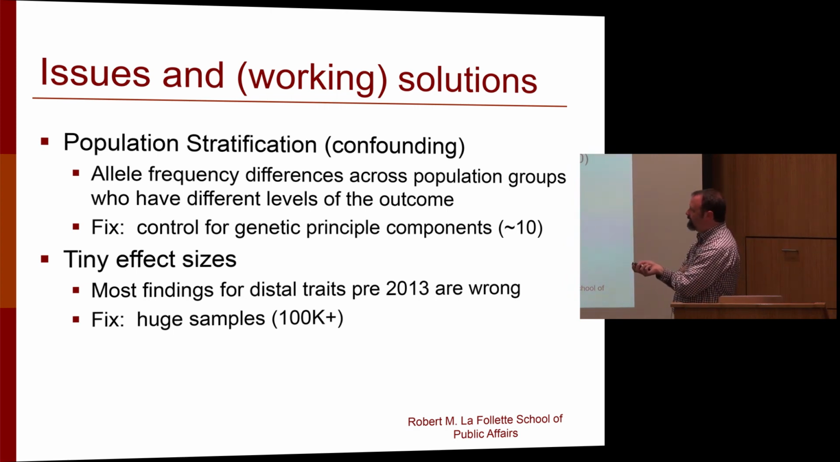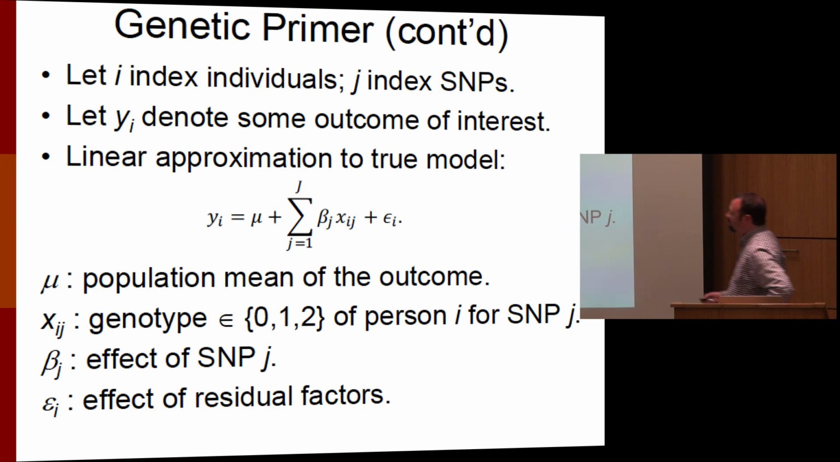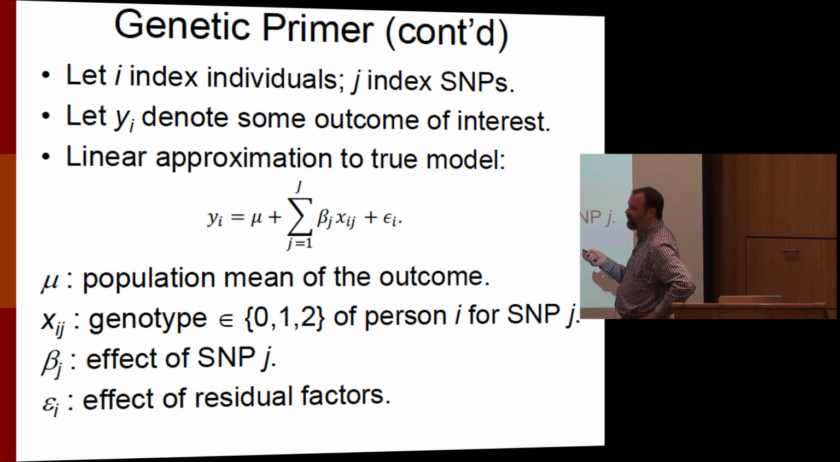The other problem is that you're expecting tiny effect sizes. An implication is that anything you might have found a few years ago is probably wrong because the sample sizes were too small to find something that small. So the fix here is to err on the side of huge samples. If you have measures that aren't so great as an outcome, that's okay as long as you have huge samples. So what I'm going to show you are studies that have hundreds and hundreds of thousands of individuals in order to find these really tiny effects. So your expectation is that these betas are very, very tiny.